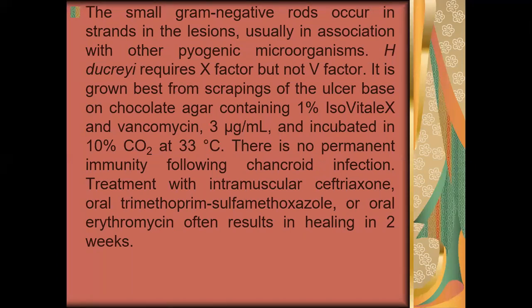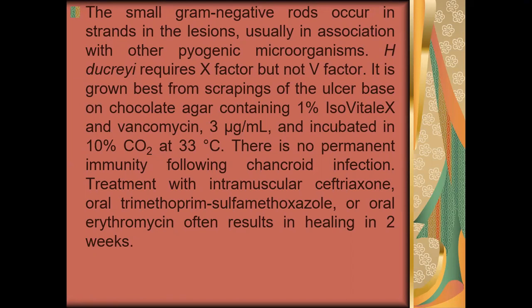This bacteria is a small gram-negative rod that occurs in strands in the lesion, usually in association with other pyogenic microorganisms. As in a lesion in the skin, pyogenic microorganisms are also present. This bacteria requires X factor but not V factor. It is grown from scrapings of the ulcer base or from skin on chocolate agar containing 1% IsoVitaleX and vancomycin.